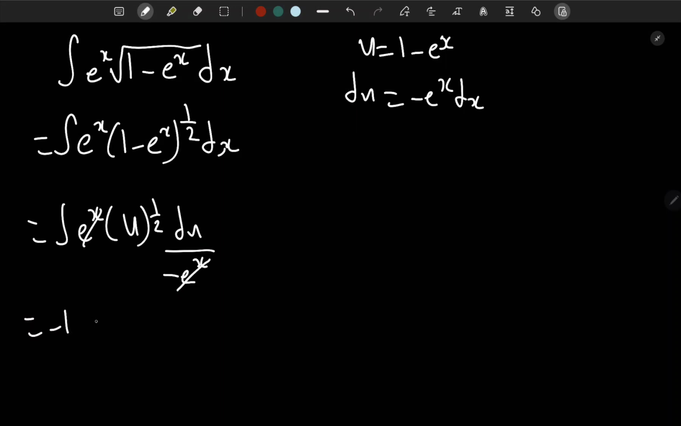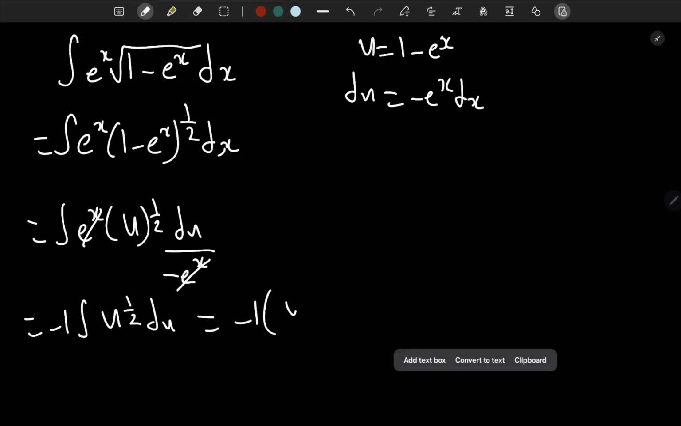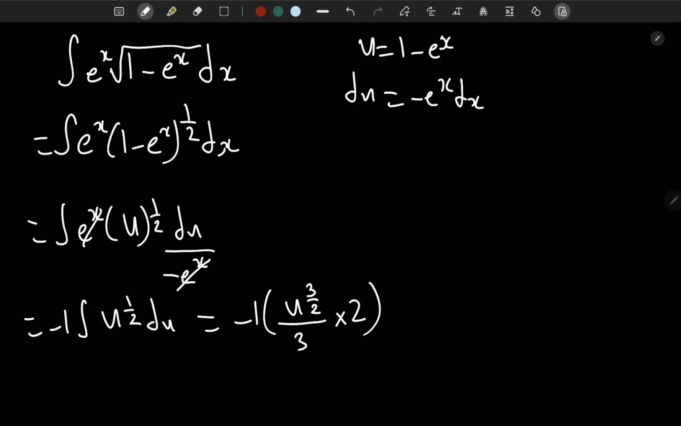So it's going to be negative 1 times the integration of u to the power of half du, and to integrate this it's pretty simple. Negative 1 outside, and it's going to be u to the power of 3 over 2, over 3 over 2. To simplify this more, I'm going to take the negative in and replace u as well, so negative, and then 1 minus e to the power of x, to the power of 3 over 2, over 3, and we can take 2 over here, so it's negative 2 over 3, and this is the final answer.